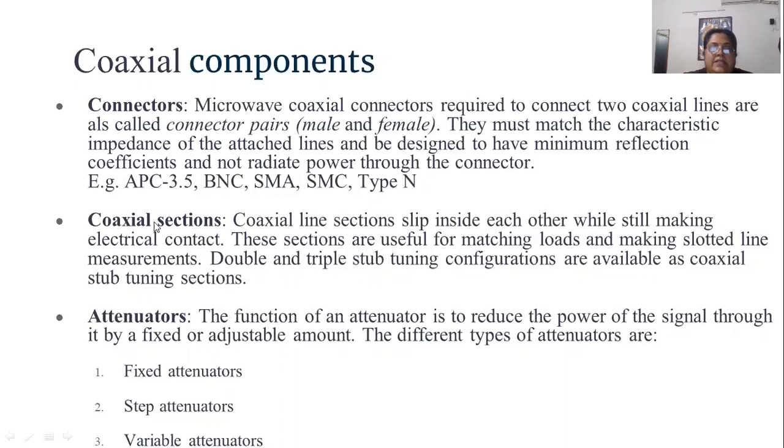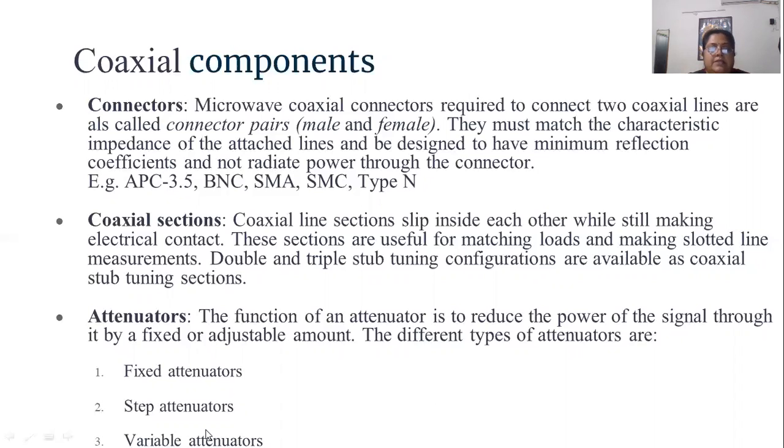Now, coaxial sections. Coaxial line sections slip inside each other while still making electrical contact. These sections are useful for matching loads and making slotted line measurements. Double and triple stub tuning configurations are available as coaxial stub tuning sections.